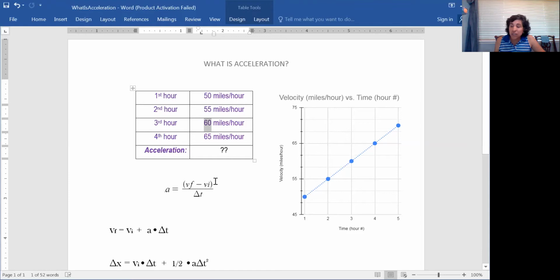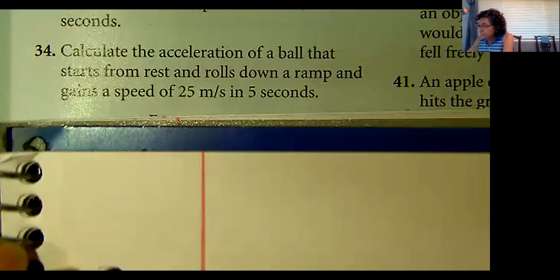All right, so let's look at the equation in the book again. Let's see, new share. All right, let's look at what they're asking for you here in the book. Number 34, takes a bit for it to come up.